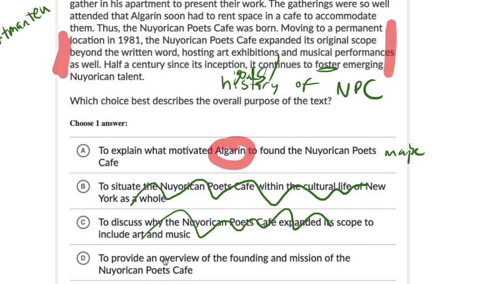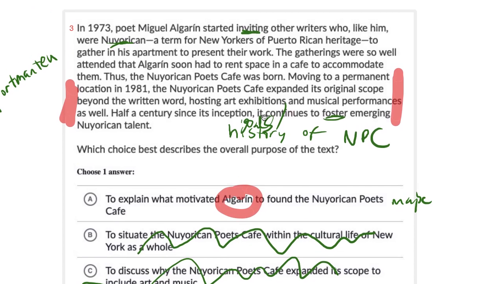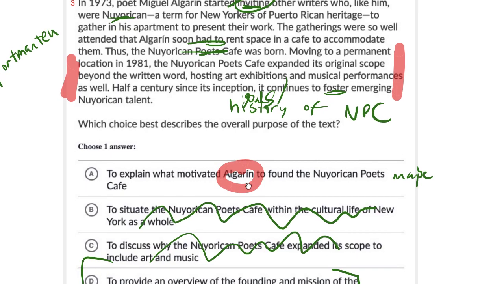So I think the important thing here is that it is about the Nuyorican Poets Cafe more so than his motivations. Because again, we don't have anything other than the fact that he started inviting them and that they ran out of space in his apartment. But that's not really motivations in a broader sense. So that one should be D.